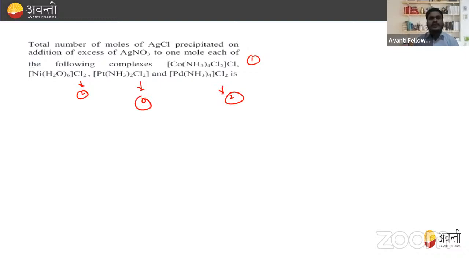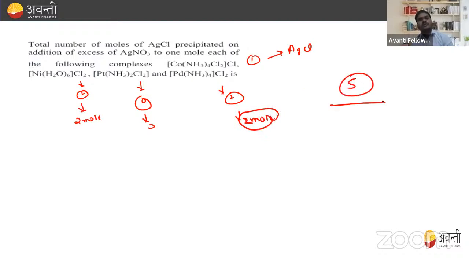If you treat this with AgNO3, then here 1 mole of AgCl is precipitated. Here 2 moles of AgCl are precipitated. Here 0 mole. Here also 2 moles. So how many moles of AgCl are precipitated in total, beta? 2 plus 2 plus 0 plus 1, that is a total of 5 moles. So the correct answer is 5 only.